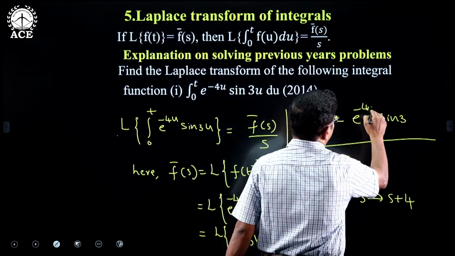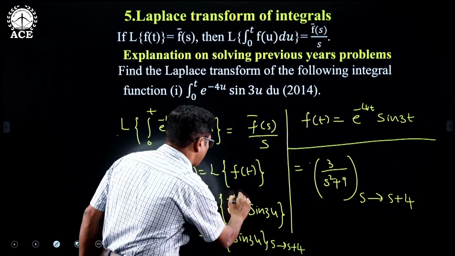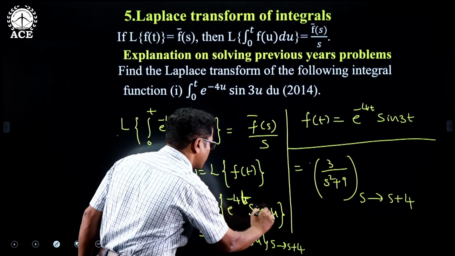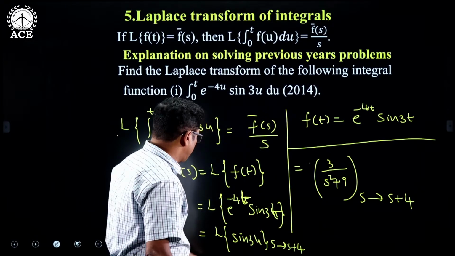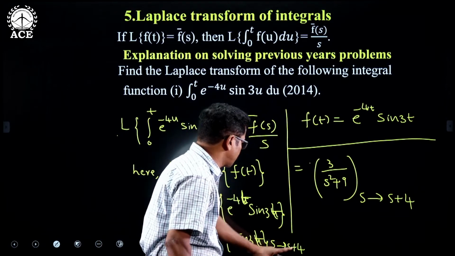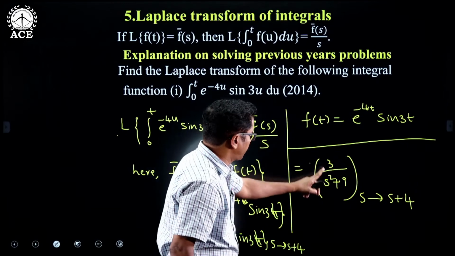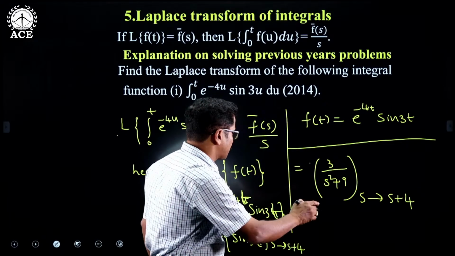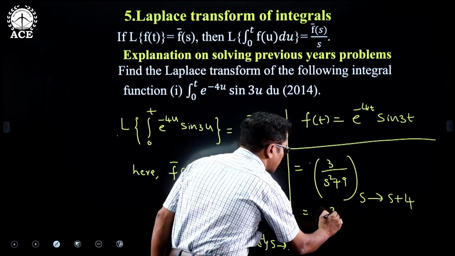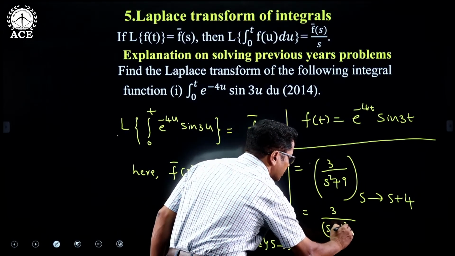e power minus 4t sin 3t. So e power minus 4t sin 3t means L of sin 3t, where s is shifted to s plus 4, that is L of sin 3t equals 3 by s square plus 9, where s is shifted to s plus 4, which equals 3 by (s plus 4) whole square plus 9.